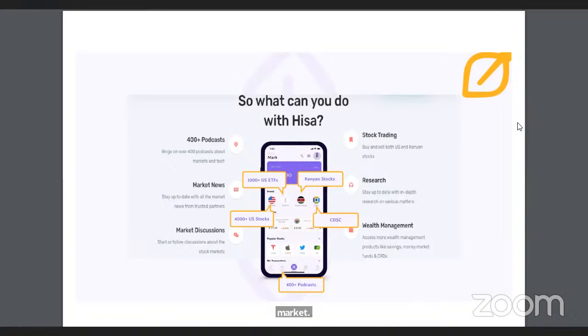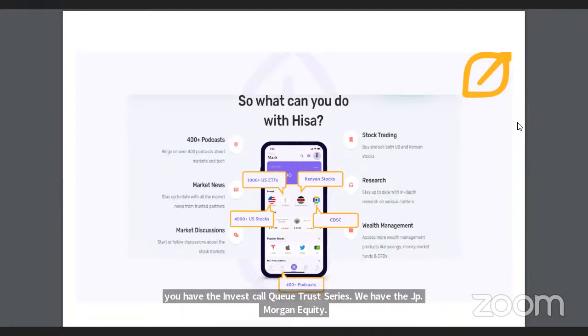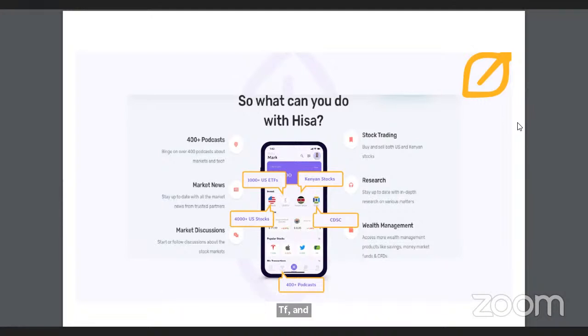And I want you guys to take some time after this webinar to just explore the ETFs. There are so many ETFs there. Some of them you haven't even heard about. So you can just click on all ETFs or click on the issuers. Okay. And when you scroll below, you can see the most traded ETFs on Hisa. We have the Invesco QQQ Trust Series, we have the JP Morgan Equity ETF, and then just like the stocks, you can see the various asset classes.